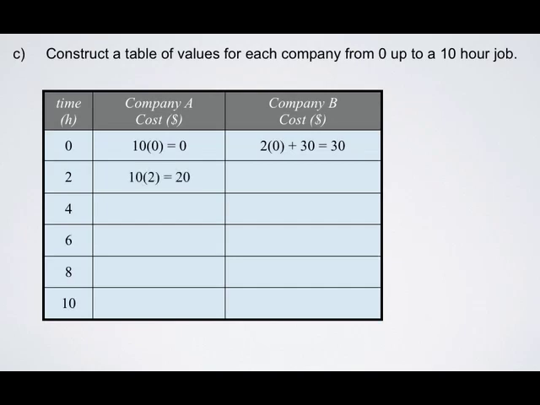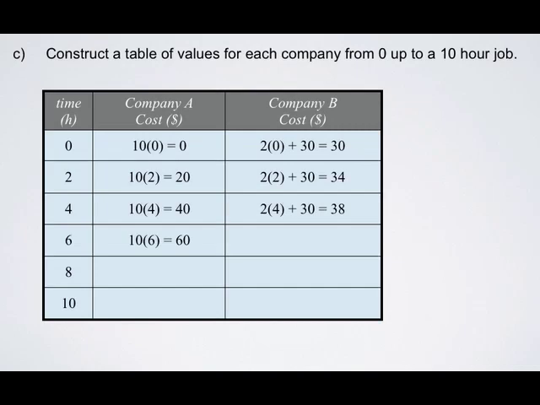At 2 hours, Company A will charge you $20, whereas Company B will charge you 2 times 2 plus 30, $34. At 4 hours, Company A will charge you 4 times 10, or $40. Company B will charge you 4 times 2 plus the initial 30, or $38.